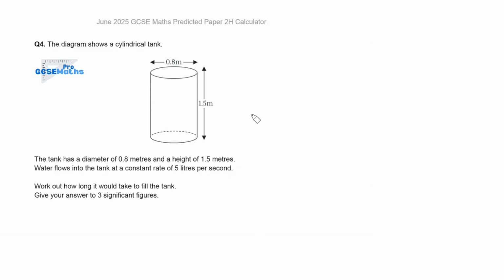So some things to pick up on here. We've been given the diameter. When we're working out the volume of a cylinder, we normally use the radius, so we're going to have to deal with that. The other thing to consider is they've given us 5 liters per second. I know that 1 liter is 1,000 centimeters cubed. So personally, what I would rather do is convert my measurements into centimeters before I start working out volume as well. So the diameter is 80 centimeters, and the height is 150 centimeters.